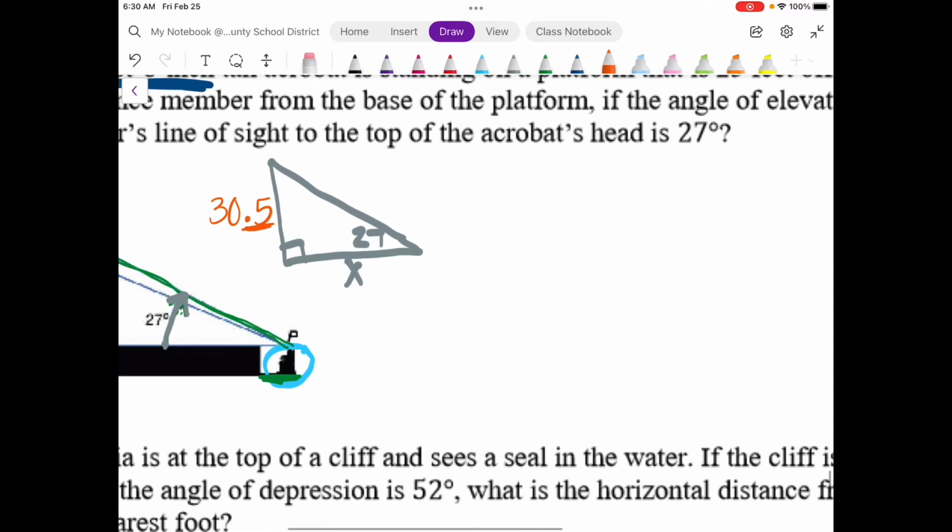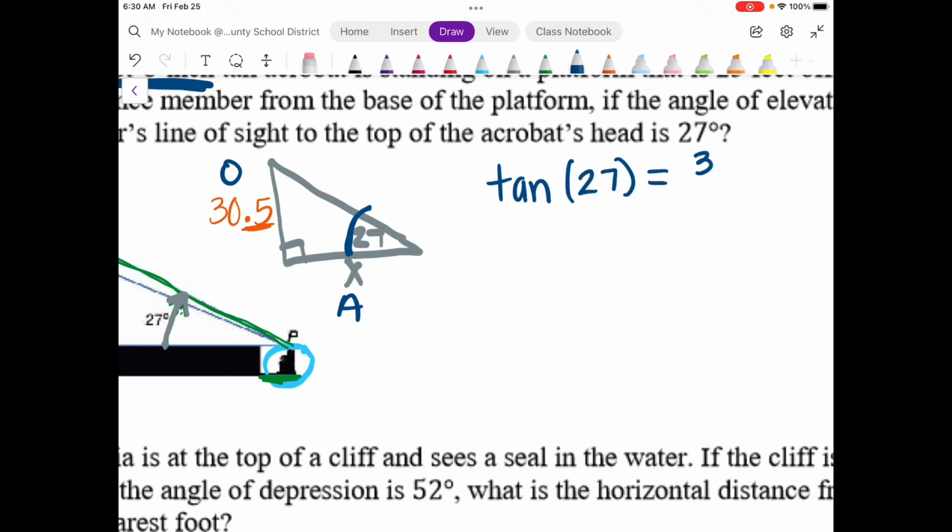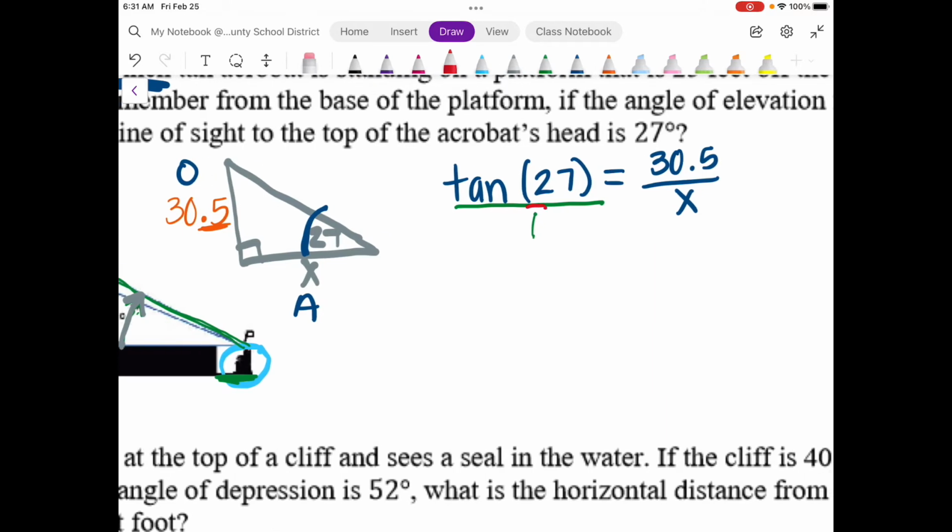Now thinking about which trig function is going to work here, this is the angle that we're using. This means this is opposite and this is adjacent to it. So I should be using tangent. So I have tangent of 27 equals opposite first, so 30.5, over adjacent, which is the letter x. To solve for x, we're going to do a cross multiplication. Remember that you can always put any number or expression over 1. That's okay. You can always do that. And then you can go ahead and cross multiply.